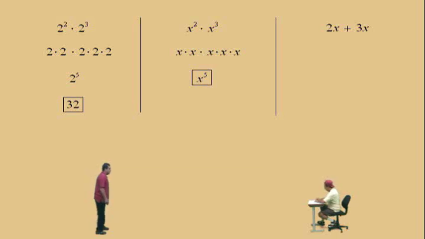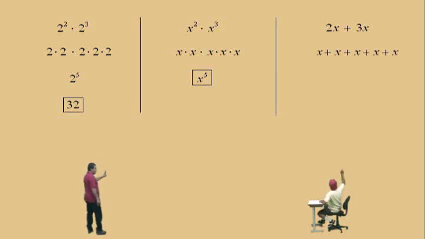This is 2x plus 3x. If you have 2 apples and somebody gives you 3 more apples, how many apples do you have, Charlie? 5 apples, that's right. So if you have 2 x's and somebody gives you 3 more x's, how many x's do you have? 5 x's, that's right. Because 2x means x plus x, 3x means x plus x plus x, which is 5 x's being added together.